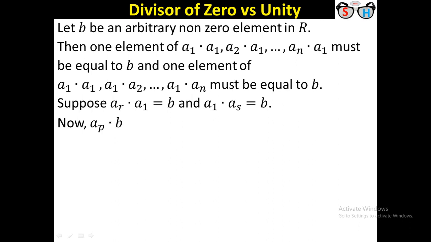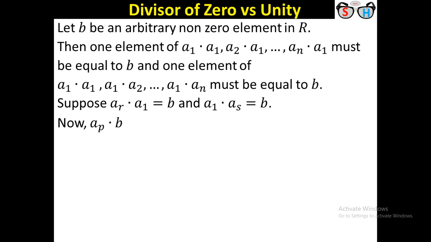Now FE·B. Here you can take the value of B, but there are two values of B: one is AR·A1 and another is A1·AS. But you cannot take any value. Here you have to take A1·AS. Why? You can understand later.